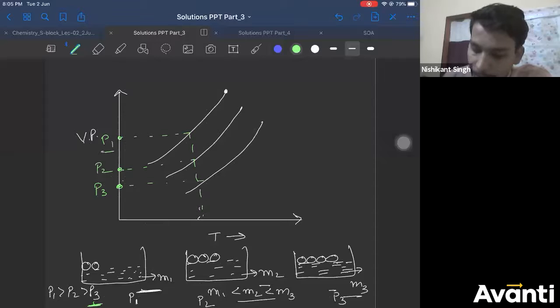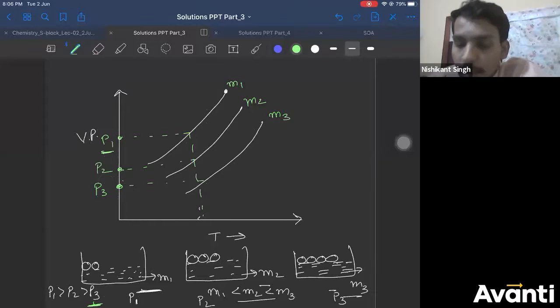That means this represents P1, meaning this is molality of solution M1. This is molality of solution M2. This is molality of solution M3. Is this point clear to everyone? Yes, guys. Is this point clear? Is this point clear to everyone? How I have denoted M1, M2, M3 here? Yes. All right. Thank you.